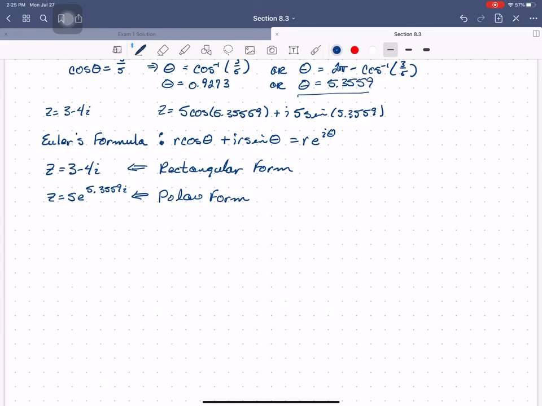Why in the heck would we want to do that? Well, before I answer that question, I'm going to do another video that demonstrates a few more times converting back and forth between polar and rectangular form.